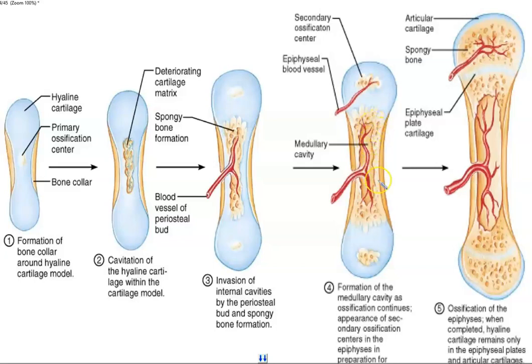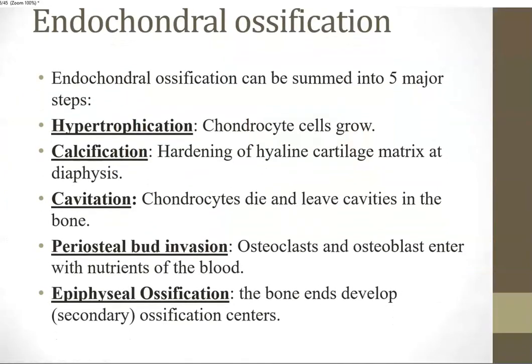The blasts build up the bone matrix. The clasts hollow out the center and clean up those dead chondrocytes. It's like, yeah, let's clean up all this dead stuff here. And then we get the same thing happening at the ends. We repeat. That's that secondary ossification going on.